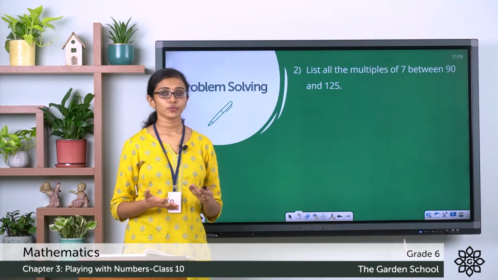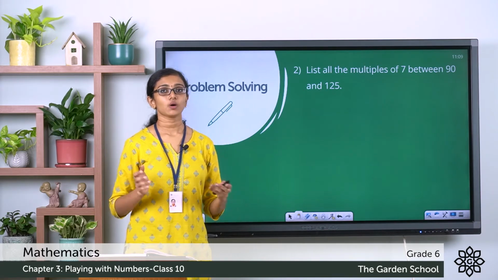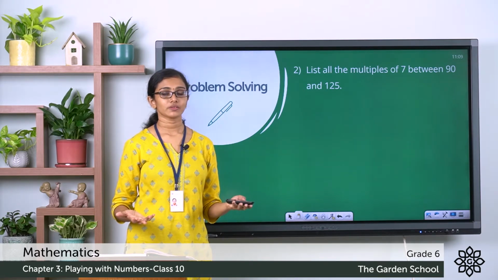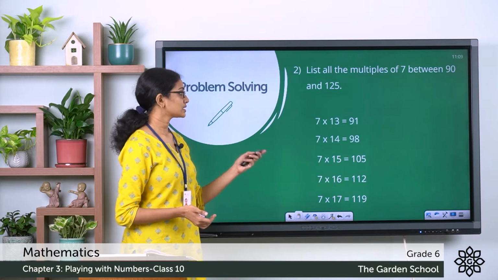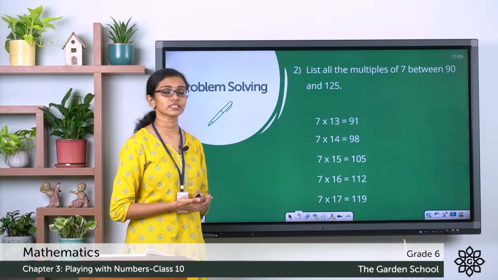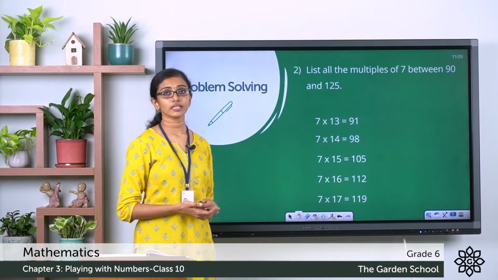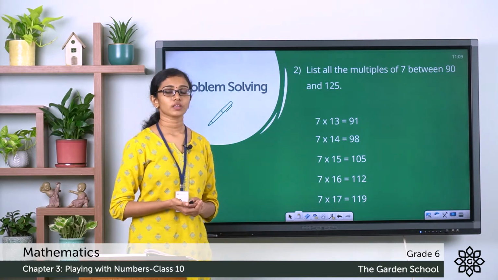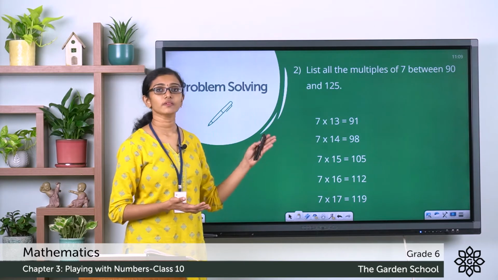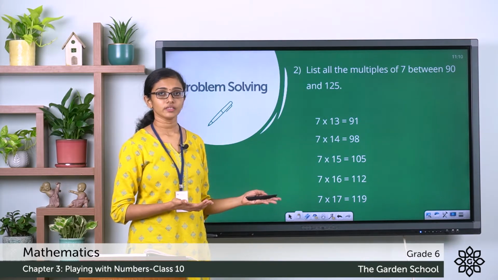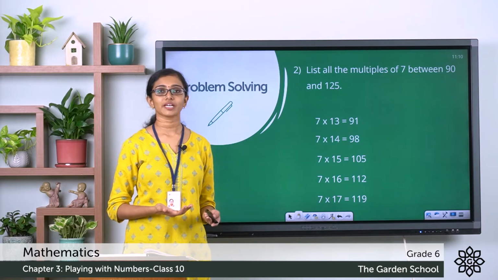So here you are asked to list out the multiples of 7 which lie in the range 90 and 125. That is, you have to list out the multiples of 7 between 90 and 125. So which are those multiples? See, 7 13s are 91, 7 14s are 98, 7 15s are 105 and so on. And when you do 7 17s, you get 119. You can check out what 7 18s are and you have to list out the multiples of 7 as specified in the question. So is this clear to you? Shall we move on to the next question?